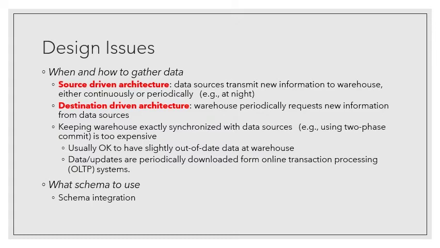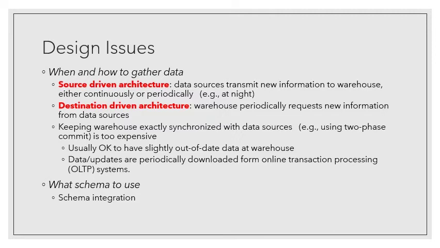Let's see the issues to be addressed in building a warehouse. The first one: when and how to gather data. In a source-driven architecture for gathering data, the data sources transmit new information either continuously, as transaction processing takes place, or periodically, like nightly or fortnightly. In a destination-driven architecture, the data warehouse periodically sends requests for new data to the sources.